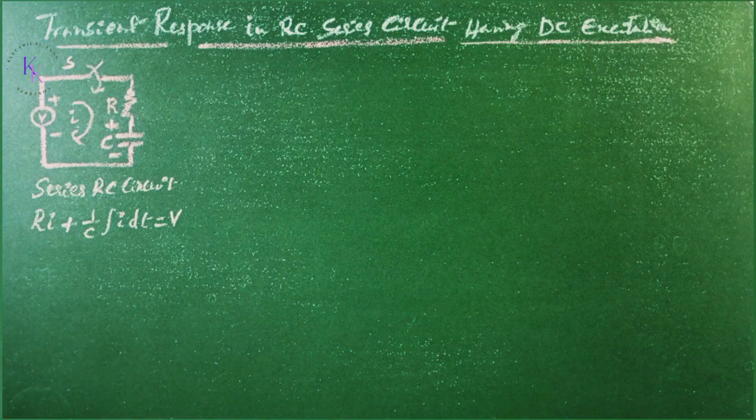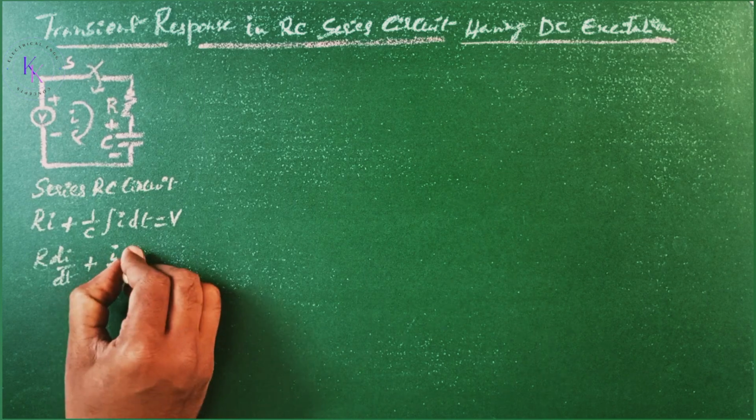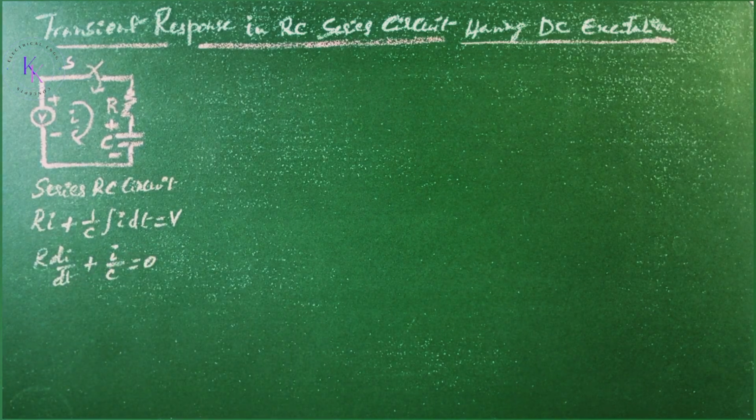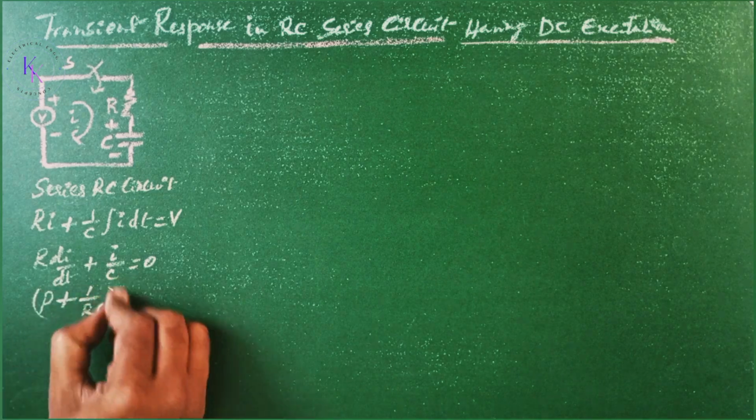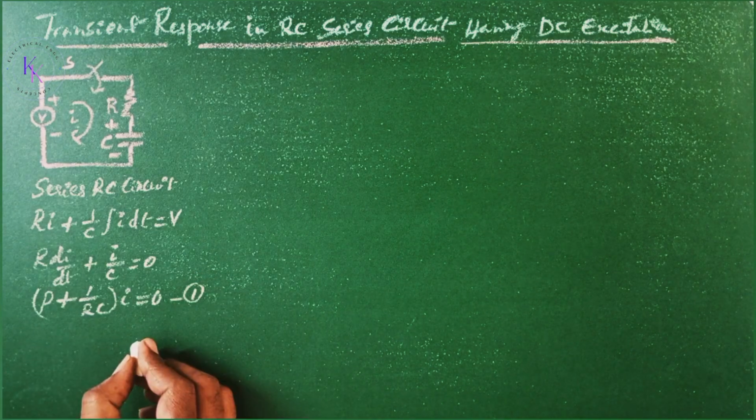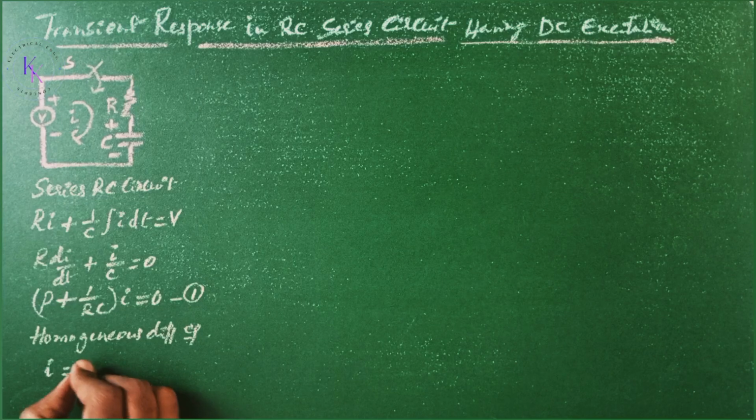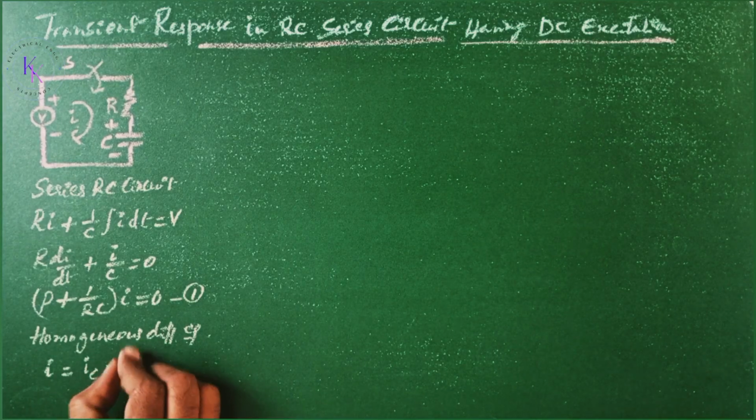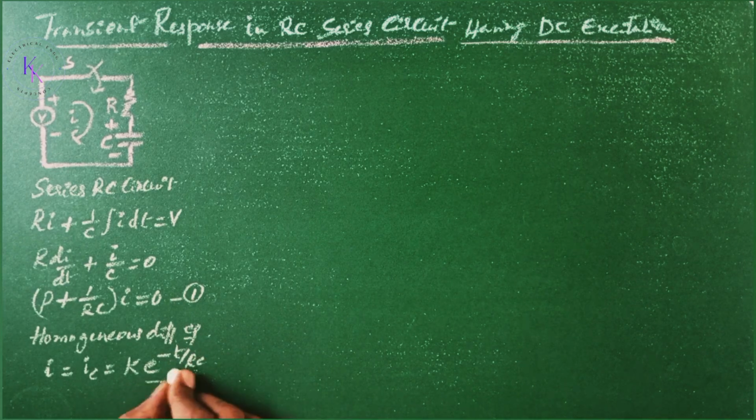Differentiating this equation, we get R di/dt plus i/C equals 0. Now, this we can write as (p plus 1/RC) i equals 0. That is equation 1. This is a homogeneous differential equation whose solution will contain only the complementary function, the particular function being 0. i equals i_c equals a constant K times e to the power of minus t by RC. Let it be equation number 2.